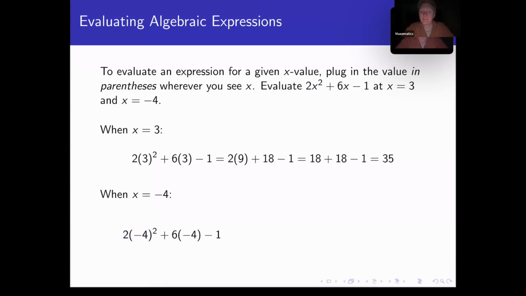And again, we want to make sure that the exponent applies to negative 4 entirely in parentheses. If you don't use parentheses, you might be encouraged to do 4 squared and then make it negative, and that would again be incorrect. Here, if you don't use parentheses, you're probably just going to subtract. So parentheses, very helpful. They're free, use them. Negative 4 squared is positive 16. 6 times negative 4 is negative 24. 2 times 16 is 32. 32 minus 24 minus 1 is 7.